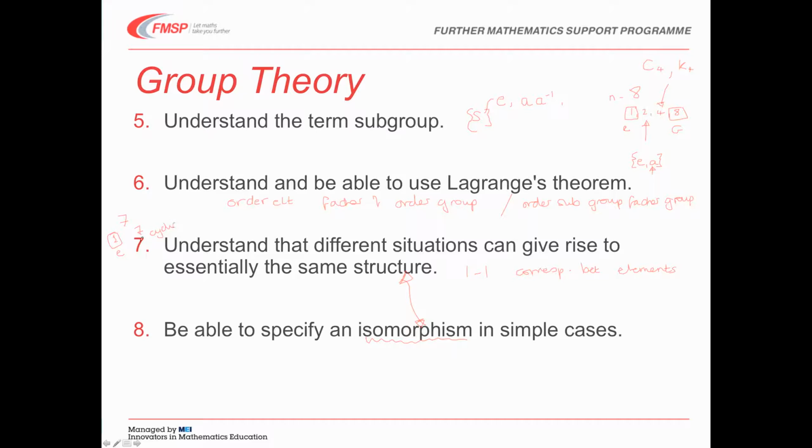So any two groups of order 7 are going to be cyclic. One element will generate them. If you look at the powers of that element and put them together, that will give you a one-to-one correspondence between the groups, so they must be isomorphic.